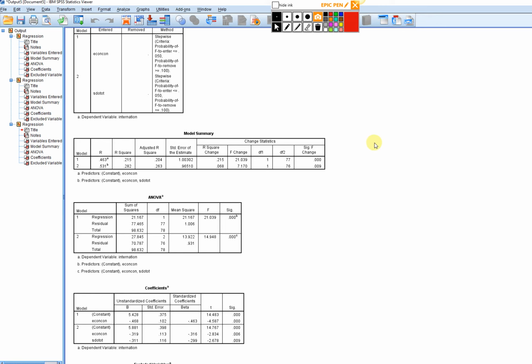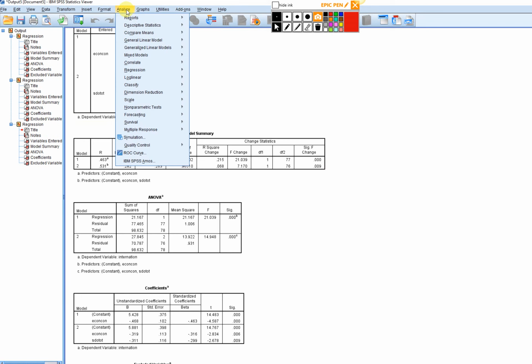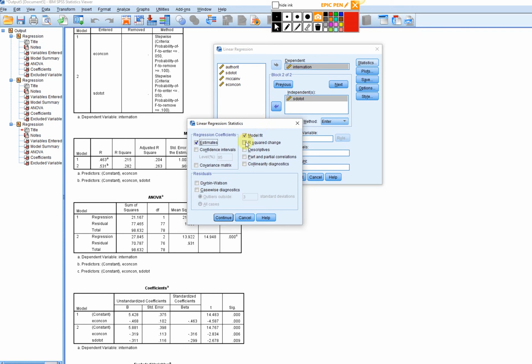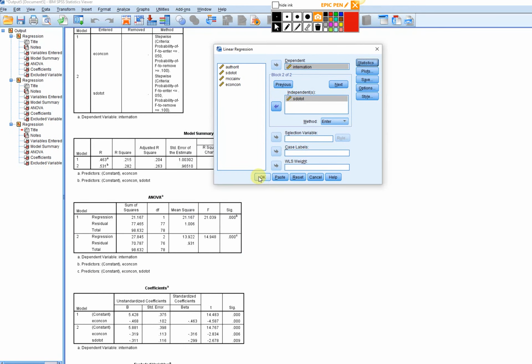At any rate, that's basically the forward, backward, and stepwise procedures in a nutshell. And we can mimic these just as easily if we go under analyze regression, where we could run a hierarchical regression and do essentially the same thing. I could put internationalism as the dependent variable, economic conservatism as the lone predictor in step 1, and then SDO as an additional predictor in step 2, and click on this right here, and there we go.